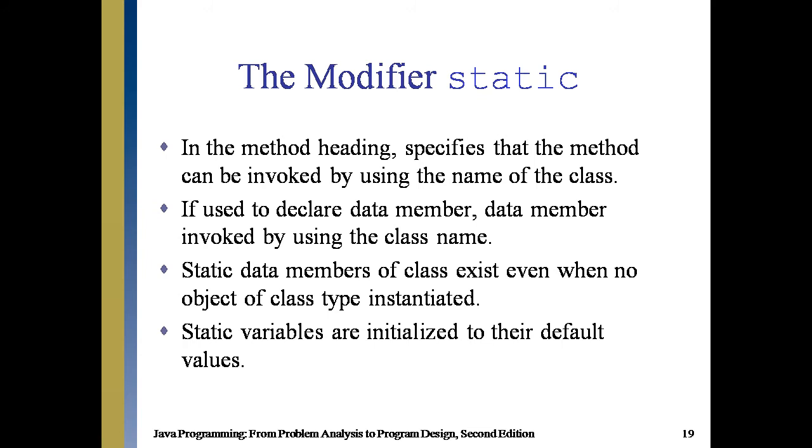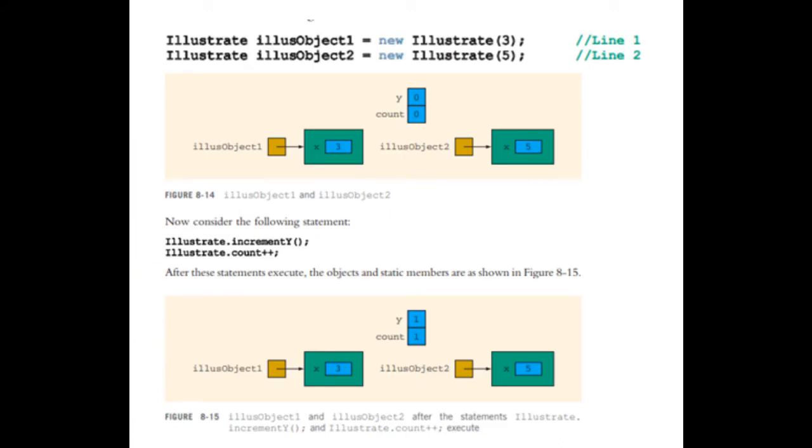The following example further clarifies how memory space is allocated for static and non-static data members of a class. Suppose that you have the class Illustrate as given in Example 8-5, then memory space exists for the static data members y and count. Consider the following statements. Illustrate object1 = new Illustrate(3); Illustrate object2 = new Illustrate(5); The statements in lines 1 and 2 declare object1 and object2 to be reference variables of type Illustrate and instantiate these objects. See Figure 8-14.